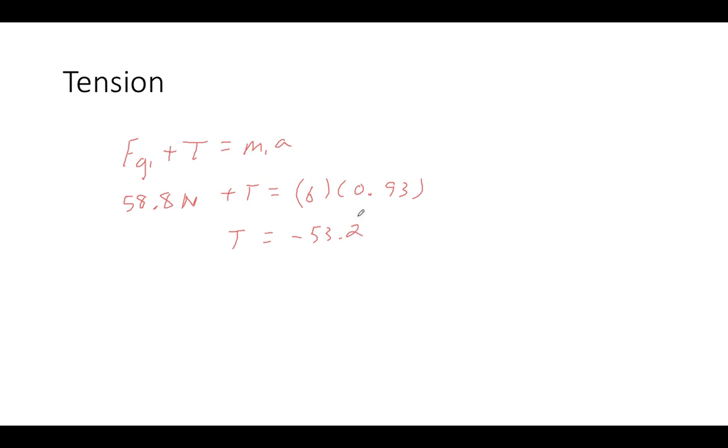And finally, we're going to isolate the 6 kilogram mass again, just like we did last time. And we're going to find the tension force. So Fg1 plus tension equals M1 times A. So 58.8 newtons plus tension force equals 6 times 0.93. And isolating tension, we get negative 53.2.